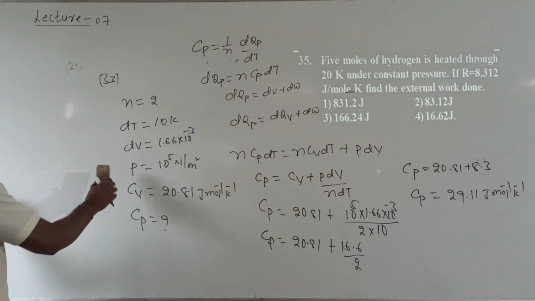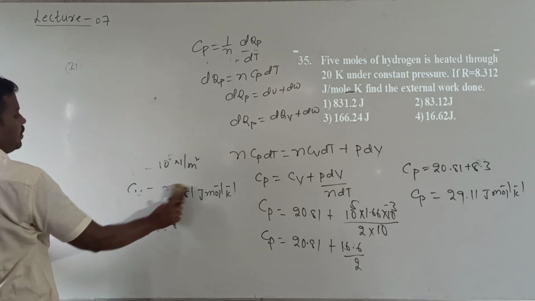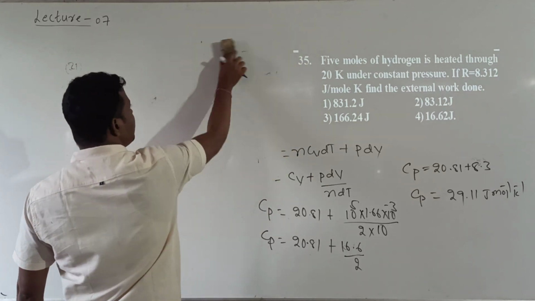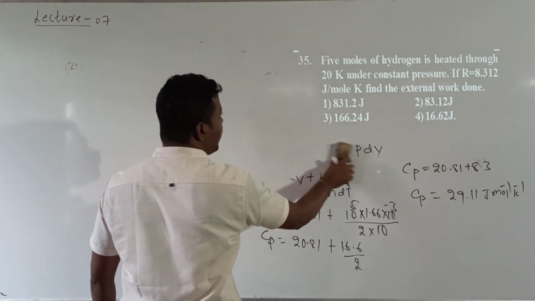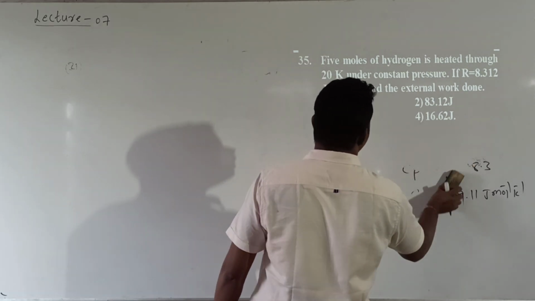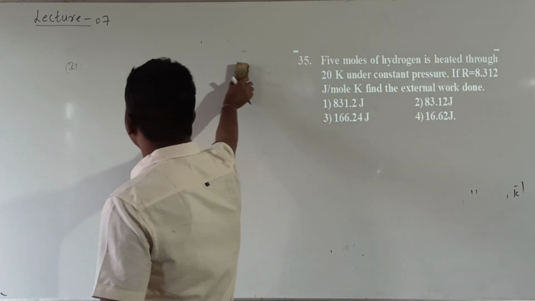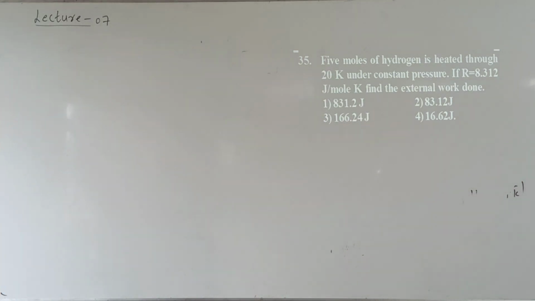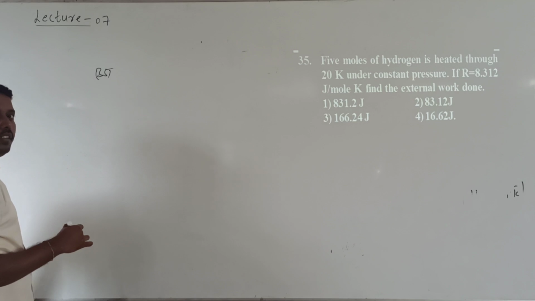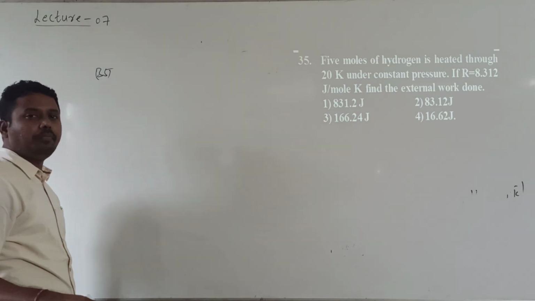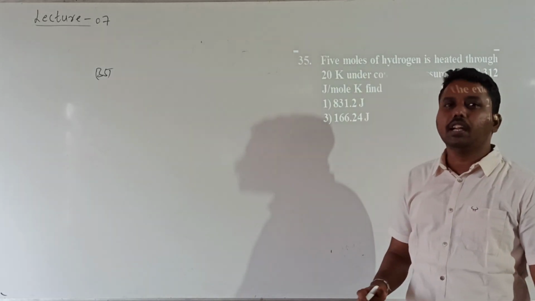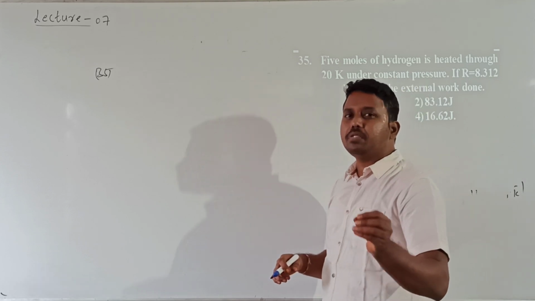Next, question number 35. This question says 5 moles of hydrogen is heated through 20 K under constant pressure. If the R value is given as 8.312, they are asking us to calculate the external work done. Question number 35. You should read the question carefully. If you read the question and write the data, 50% of the task is over. Understanding the question is very important. Once the question is understood, it can be solved easily.